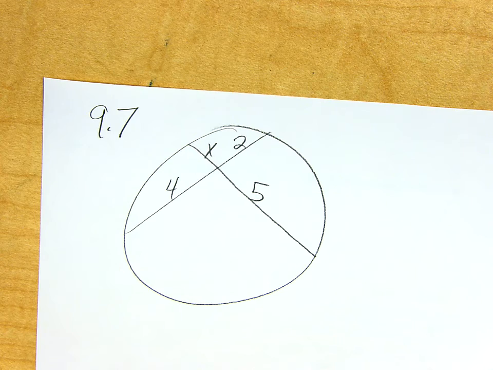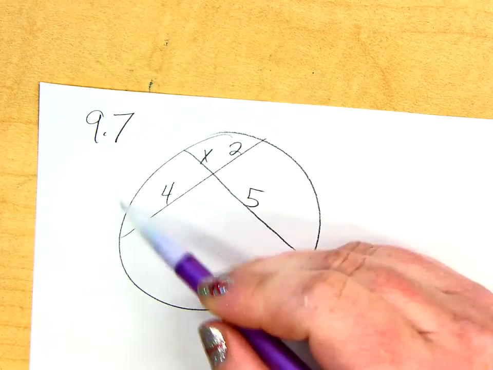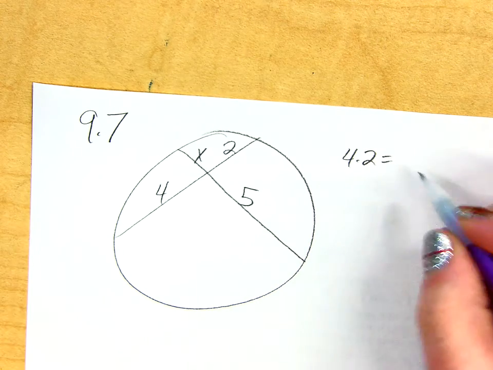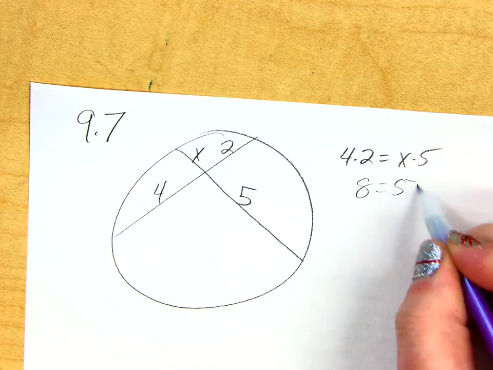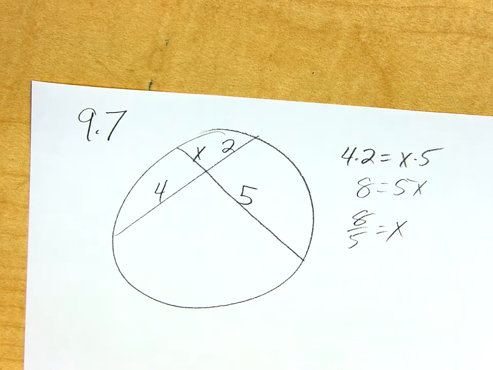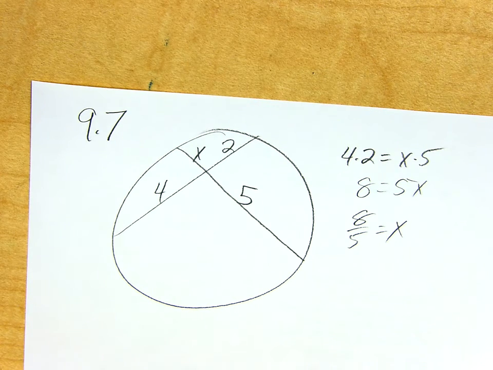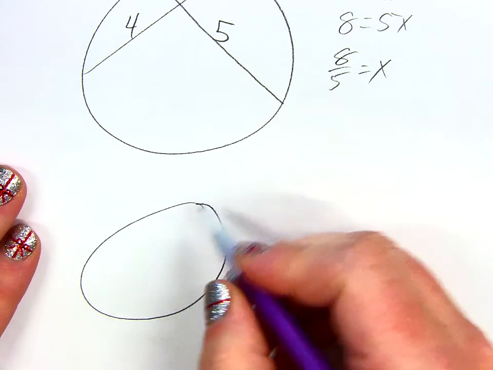you can find the value of X by doing, you just multiply the pieces of each chord. So 4 times 2 equals X times 5. And then you just solve. So 8 equals 5x, divide by 5, x equals 8/5. So if it's inside the circle, just multiply the pieces. Easy.